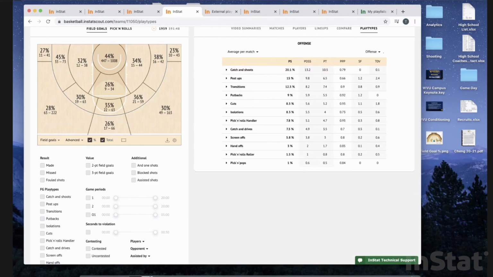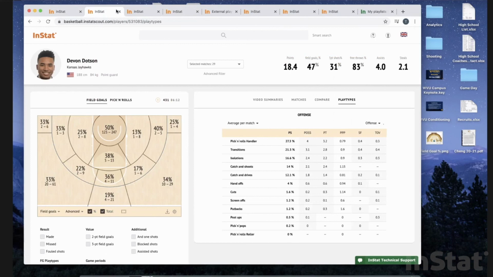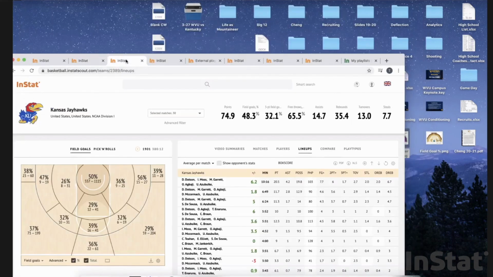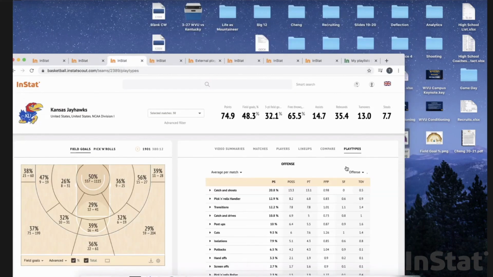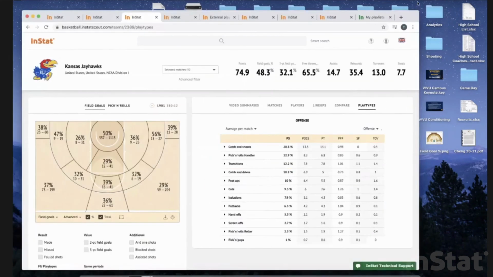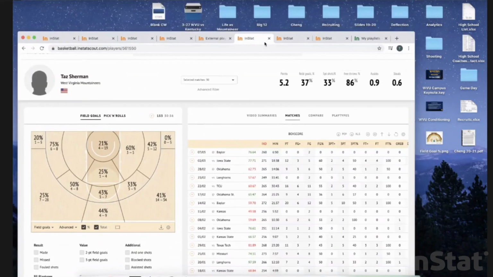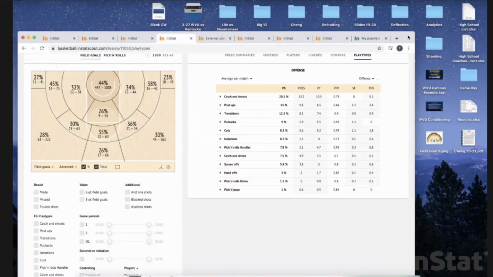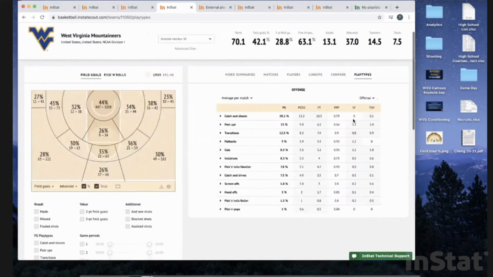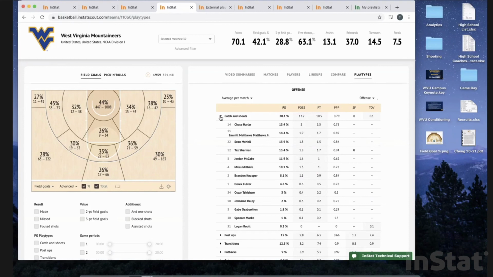We're only at 0.79 points per possession, and they're at, I think, 0.98. So obviously we need to figure out a way to increase our catch and shoot points per possession. Now, would I use points per possession with them? Probably not, but I'll give them a percentage of what our percentage is on catch and shoots, and who's getting the shots.